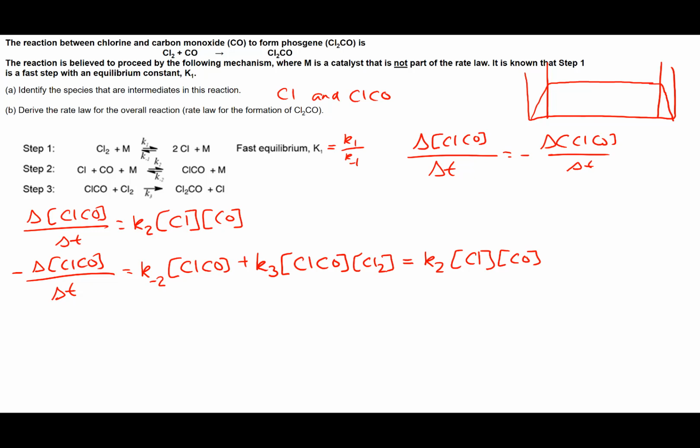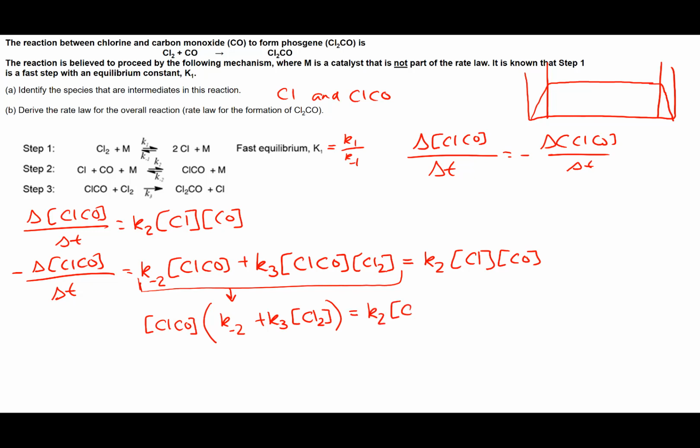So now that we have all of this, the next step for this first part is to pull out the ClCO, because it's part of those terms. So we simply pull out the concentration of ClCO, and what we get is k minus 2 plus k3 times the concentration of Cl2, and that's equal to k2 times the concentration of Cl times the concentration of CO. All I did was pull out the concentration of ClCO from everything on the left side, so that it looks nice and neat.